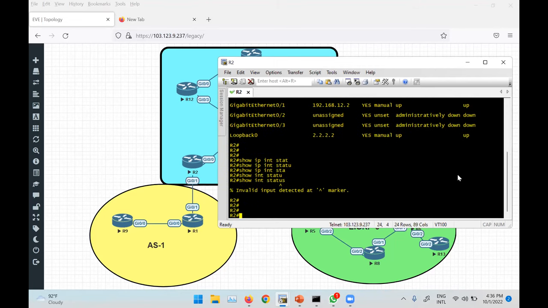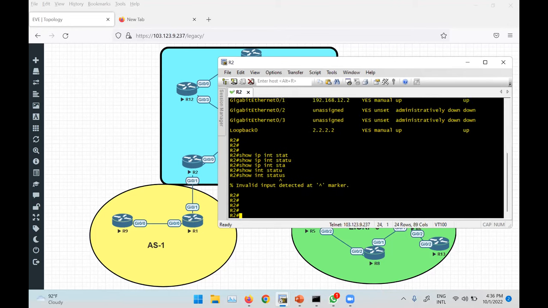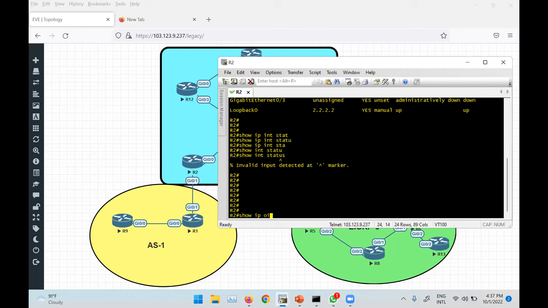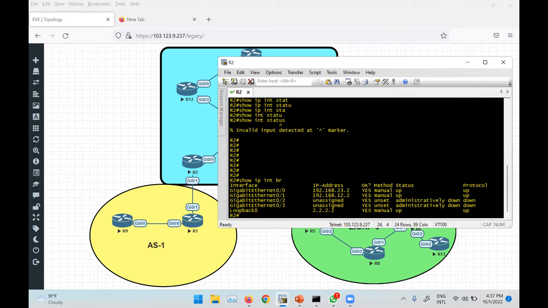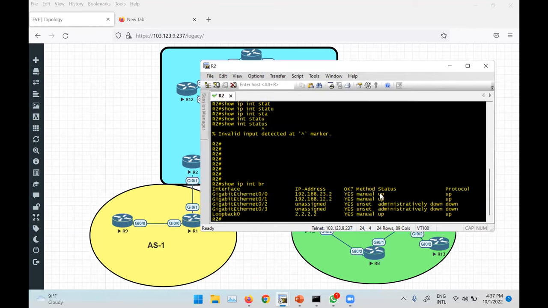This command is not taken here, but on a physical switch the command will work, because it checks whether the physical connectivity is okay, or which SFP you are using, whether it's plugged in or not. For those kinds of things, you can use show interface status. For checking the IP of the router, use show IP interface brief. GigabitEthernet 0/0 is connected to R3, and the IP is 192.168.23.2, and 0/1 is connected to R1, with IP 192.168.12.2. The loopback interface is 2.2.2.2, and all interface status is up and protocol status is up.